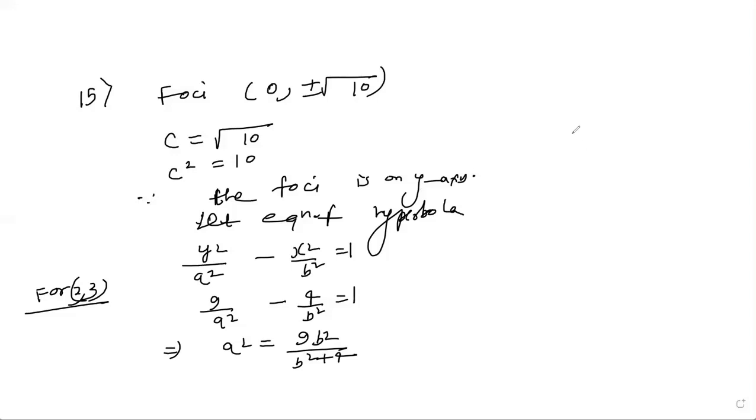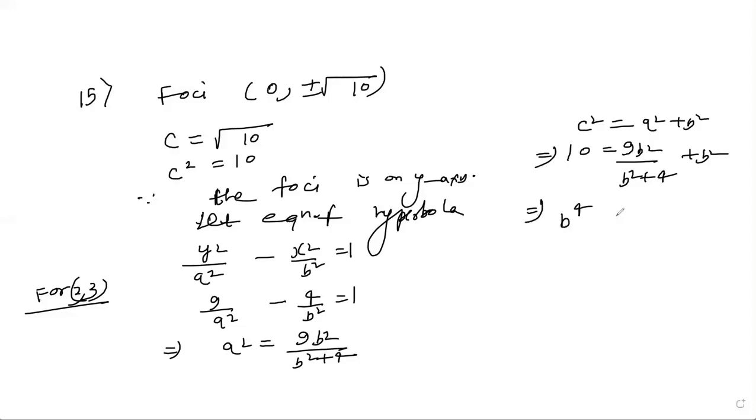So now we also know the relation between c, a and b, which is this. So let me use this form. C square is 10. We already know that. Now let me write a square as 9b square by b square plus 4, and plus b square. So I got an equation in terms of b, so I can easily find the value of b, right? If we all rearrange and solve, we all will get an equation like this. That is b to the 4 plus 3b square minus 40 equal to 0.